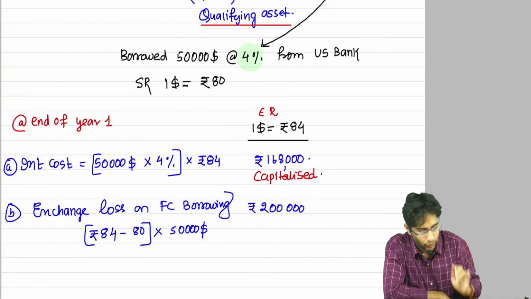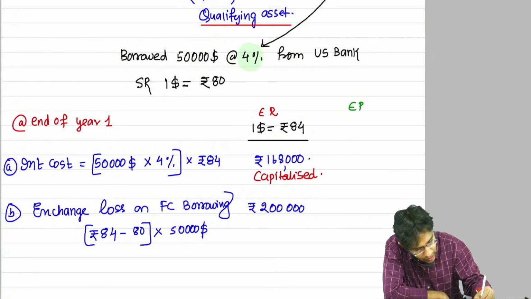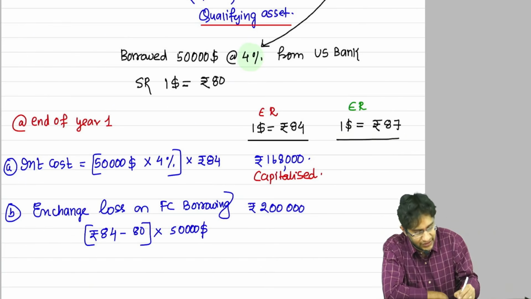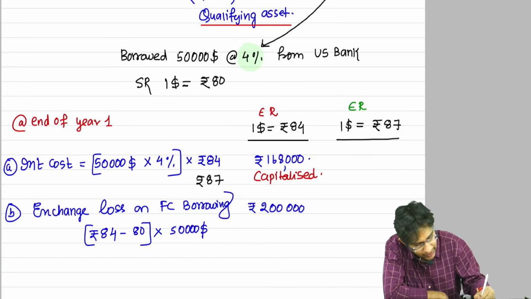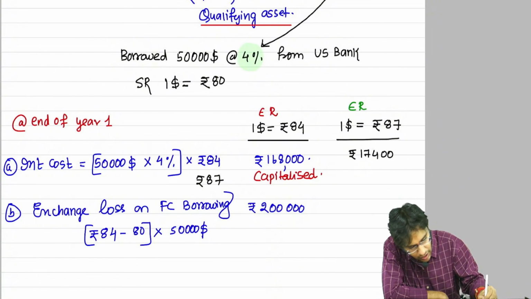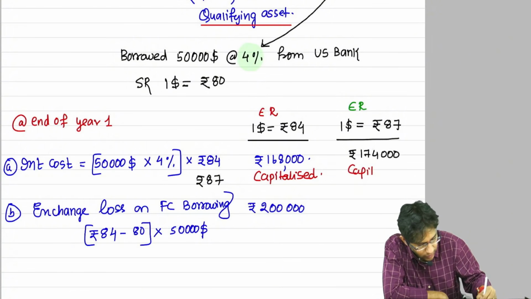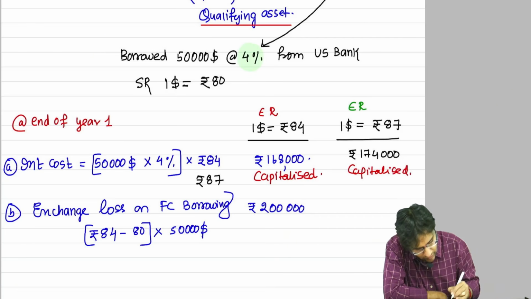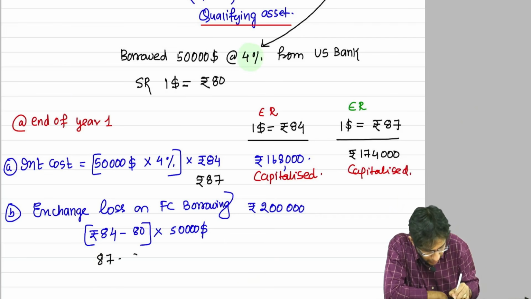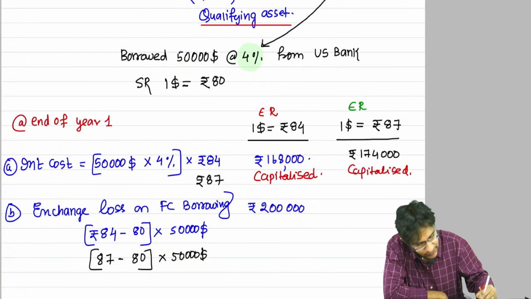Do you understand this? Now, case 2 I am taking. What if this is 87? If it is 87, $2,000 into 87, which is 1,74,000. And of course, this 1,74,000 I am going to capitalize. What is the exchange loss this time? 87 minus 80, 7 rupees per dollar loss, into $50,000. 3,50,000 rupees loss.